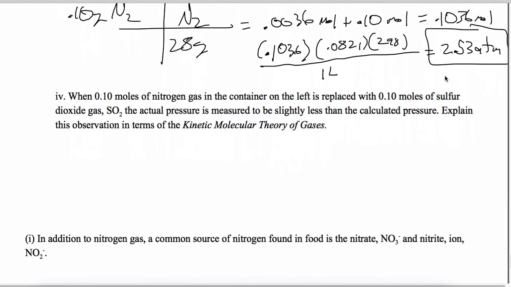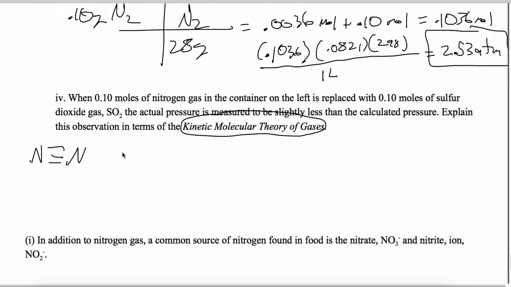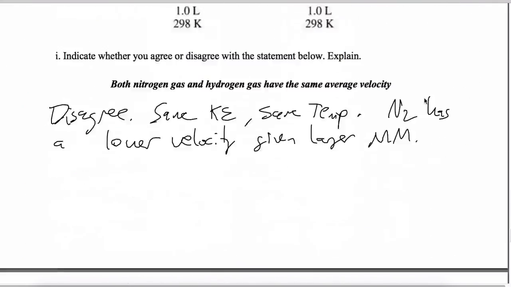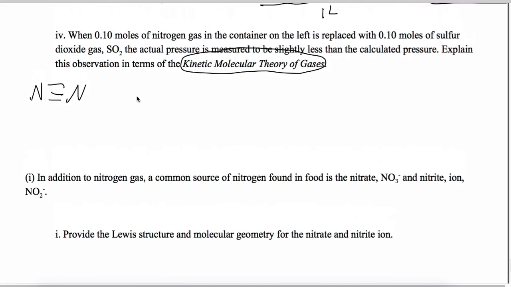Next question. When those 0.1 moles of nitrogen in the container on the left are replaced with 0.1 moles of sulfur dioxide, the actual pressure is measured to be slightly less than the calculated pressure. So the key thing is they say, explain using the kinetic molecular theory of gases. Well, we know that nitrogen is nonpolar. It only has LDFs, given this question up here. So the key thing when you get something like this is to really attack the polarity of the molecules. That's why that's the first postulate of the kinetic molecular theory. So we know that this is nonpolar.